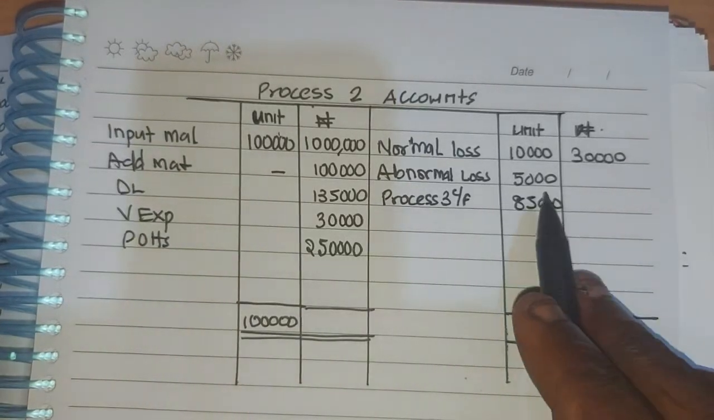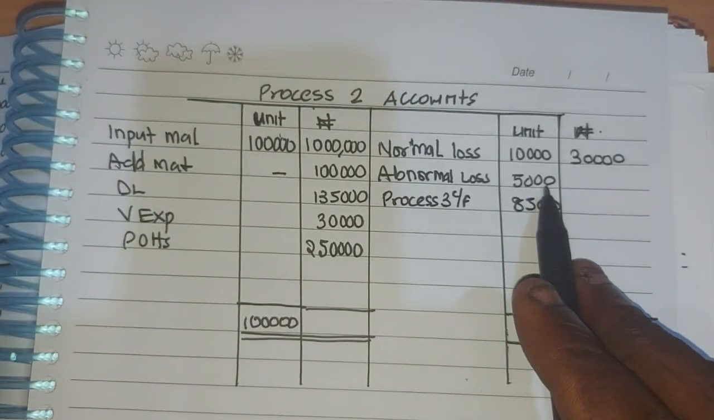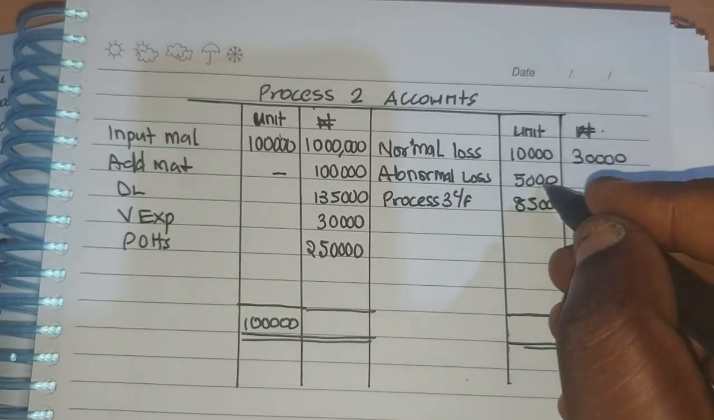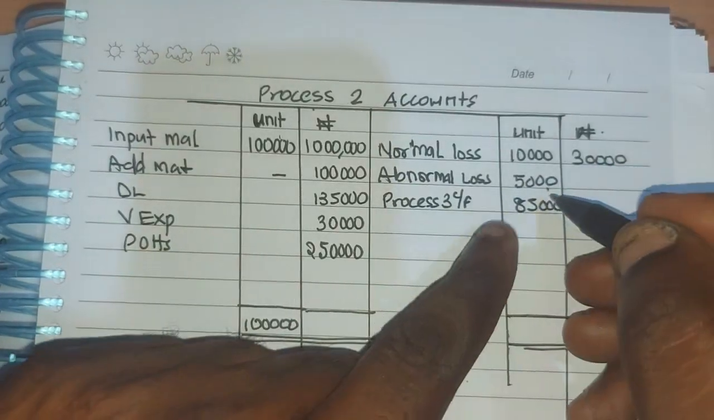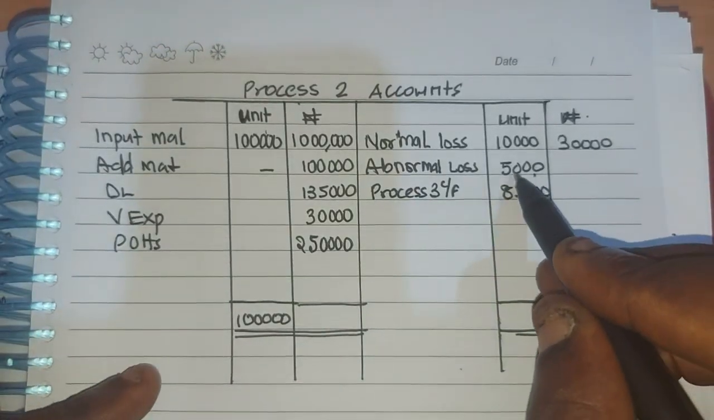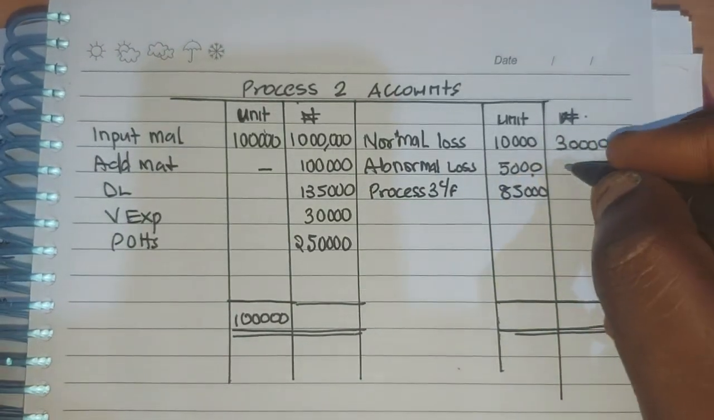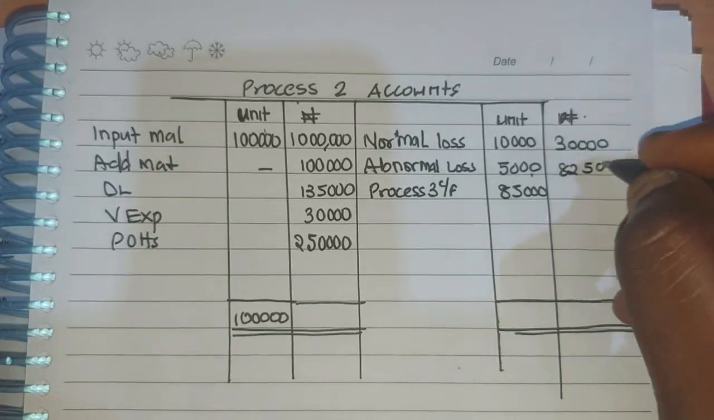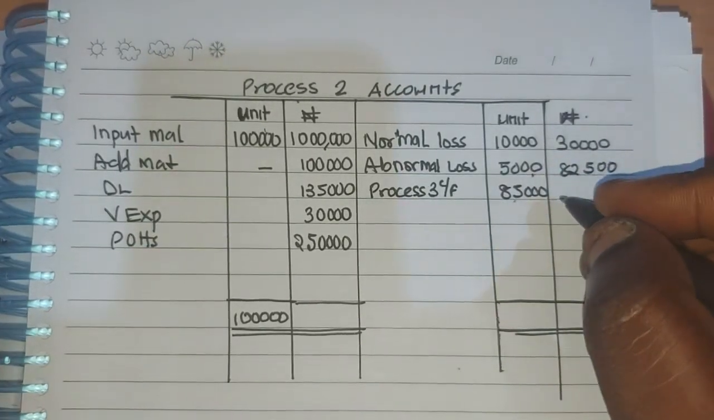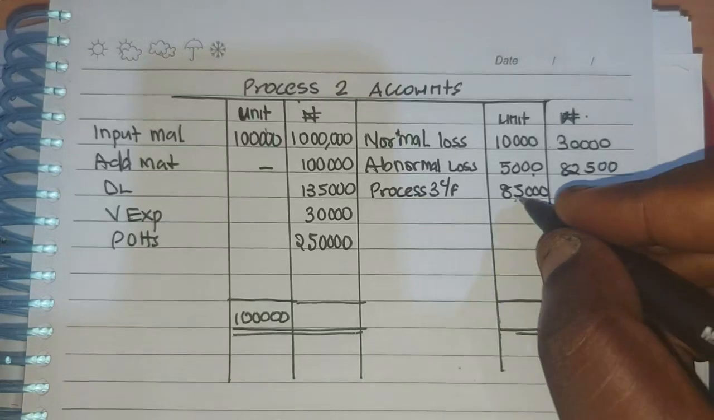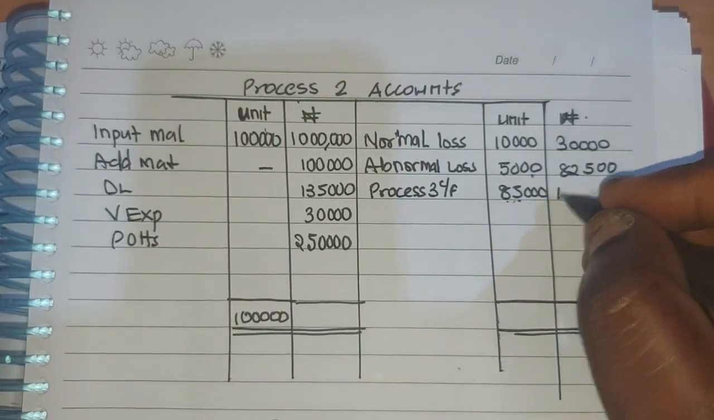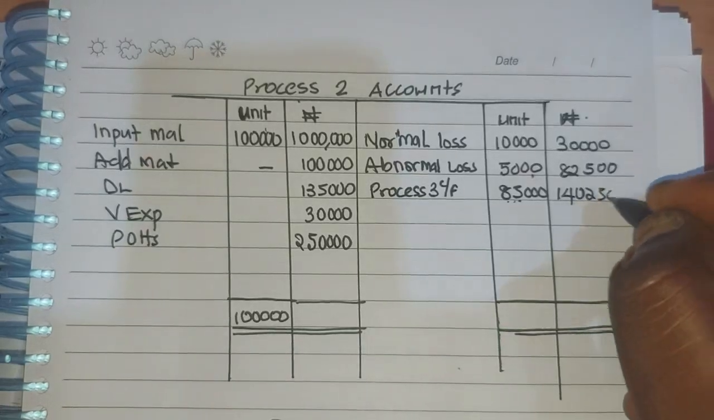Then this is valued at 16 naira 50 kobo. So when you multiply 16 naira 50 kobo by 5,000, take your calculator, it is going to give you 82,500. Then multiply the 85 by 16 naira 50 kobo. It has been calculated in the first aspect of this video, and that will give you 1,402,500.